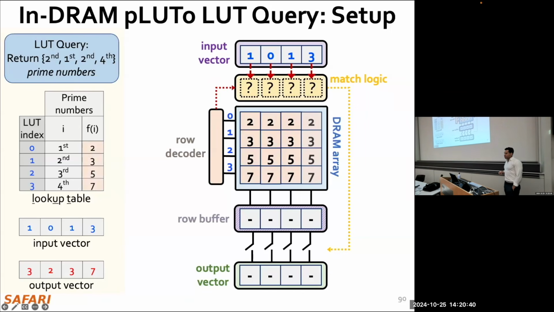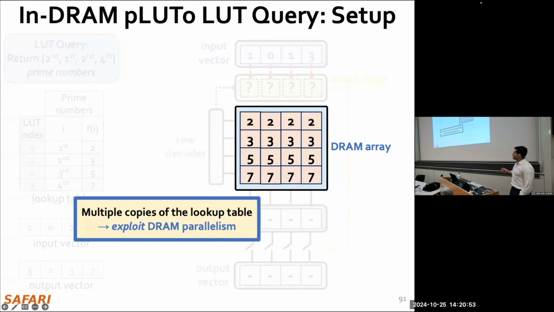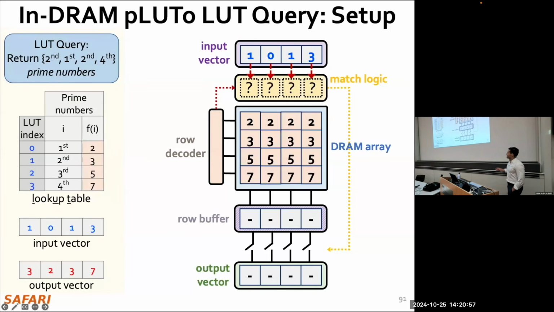As I mentioned, we are going to have the lookup table stored in the DRAM subarray, and we are going to have multiple copies of that lookup table stored inside the DRAM subarray so that we can exploit DRAM parallelism. So you can have many elements in this lookup table operation, in theory at the size of the DRAM row. Well, it depends on the bit precision that you are using here, but you get the idea.